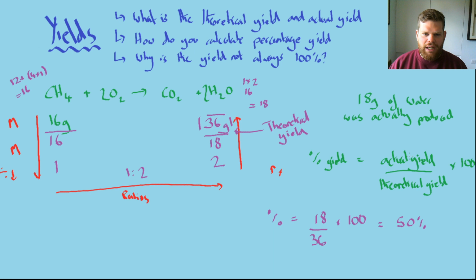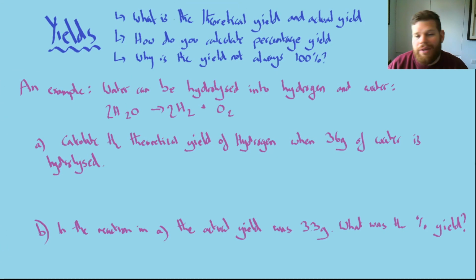So what we've done here is we've worked out the theoretical yield, we get told what the actual yield is, and then we use this equation here to work out the percentage yield. This is the important equation that you need to remember: percentage yield equals actual yield divided by theoretical yield multiplied by 100. So, let's look at an actual question of this.